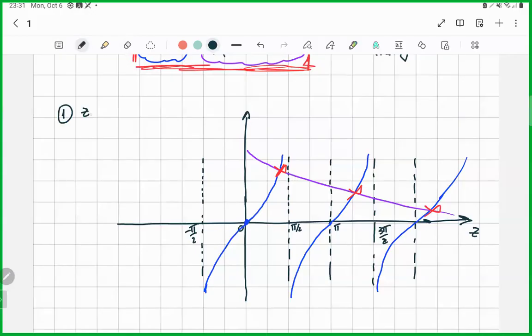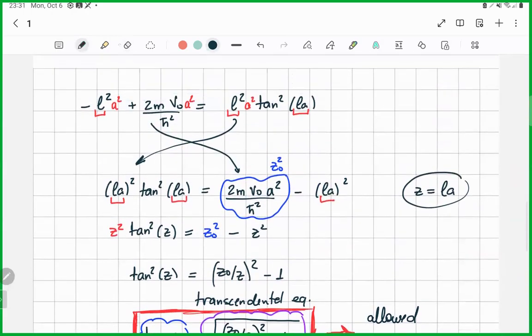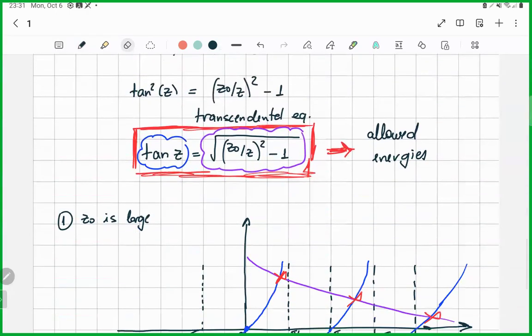is when Z naught is really large. What does it mean that Z naught is really large? Let's go back to our Z naught. If Z naught is really large, that means V naught, the potential, is really large. V naught really large means the potential is really deep. A very large means that the potential is really wide. So let's write this. Z naught large means V naught large, A large. This means very wide, very deep.